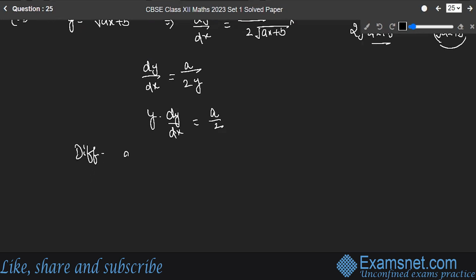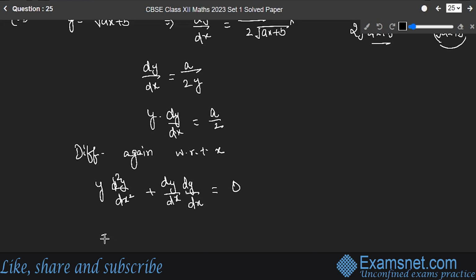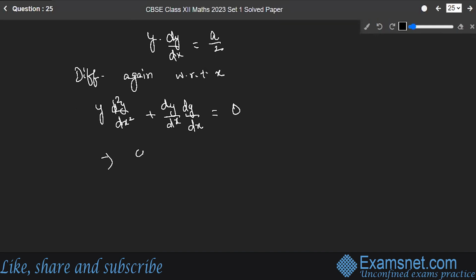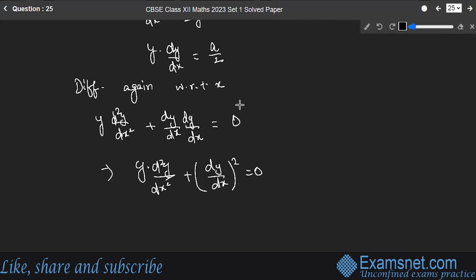Differentiating again with respect to x, you have first function into derivative of second plus second function into derivative of first is equal to 0. First function into derivative of second plus second function into derivative of first. This is dy by dx again. Correct. So you have y into d square y upon dx square plus dy upon dx whole square is equal to 0. That's it. You needed to prove this, hence proved.